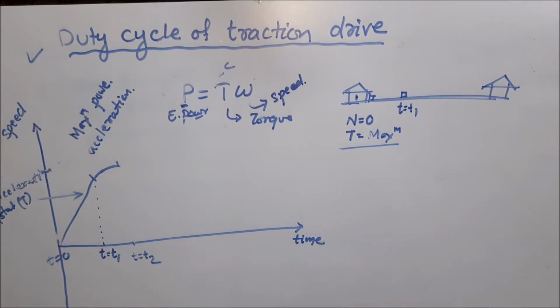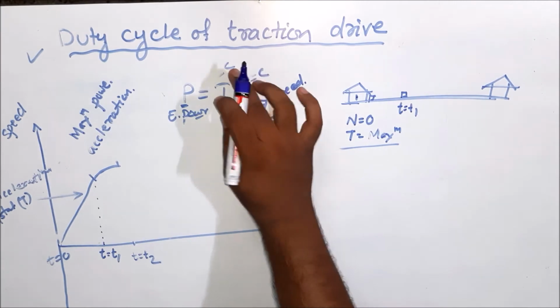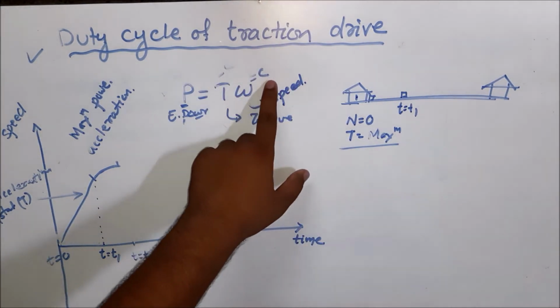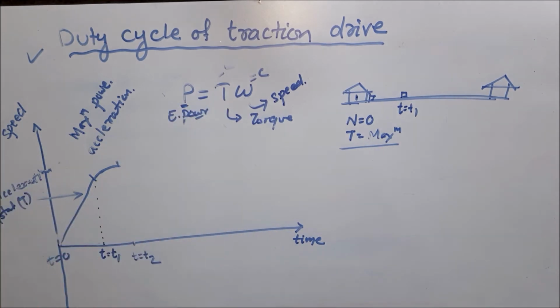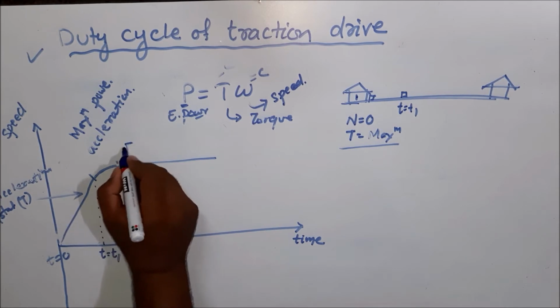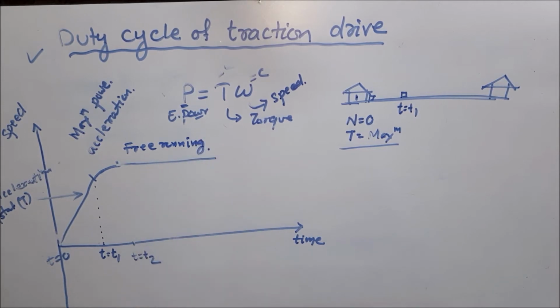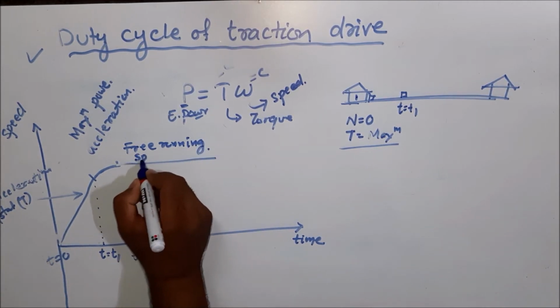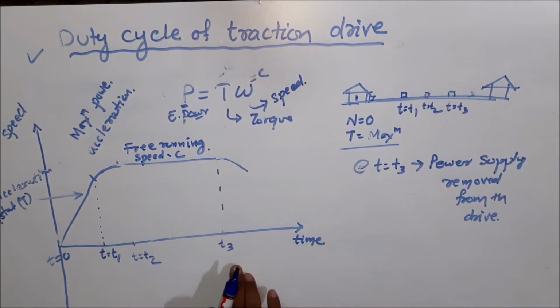Now the train is getting maximum speed. That means the train cannot go beyond that speed, so here my omega becomes constant. When omega becomes constant, I am already giving constant power, so torque also remains constant at some value. Yes or no? Yes. That is called free running. So from here to here, this is called free running, and in this free running condition, speed is constant.